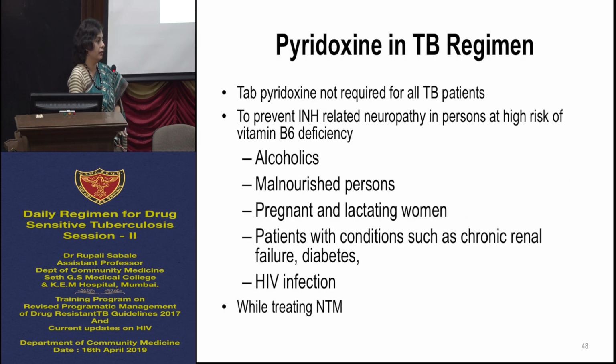Regarding pyridoxine, under RNTCP, we don't give pyridoxine to all the TB patients. Only in those where we suspect INH neuropathy, such as those who are at risk of vitamin B6 deficiency, such as pregnant ladies, lactating women, malnourished persons, or alcoholics. In that case, pyridoxine is advisable.